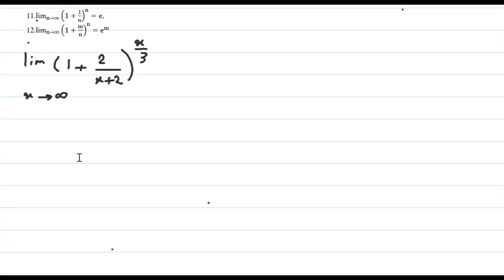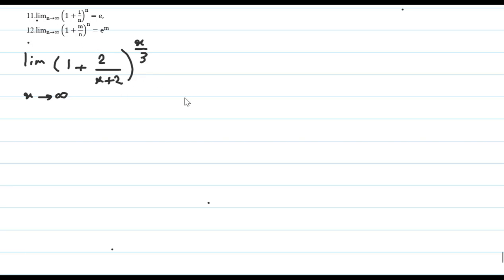Suppose that I have this limit. Sometimes you see an example which is not in the form of 1 plus 1 over n. And suppose you also don't know 12 and you just want to solve any question in terms of 11. For this limit, you see this is not the right form because the 2 is not appropriate, and we also have x plus 2, where here it should be x or n. So let's make some changes.